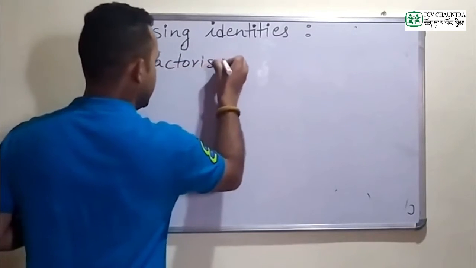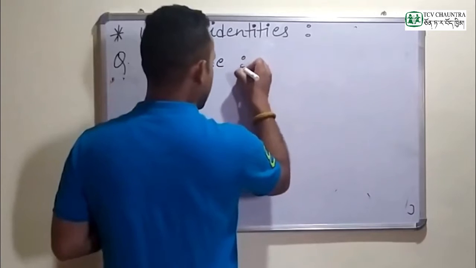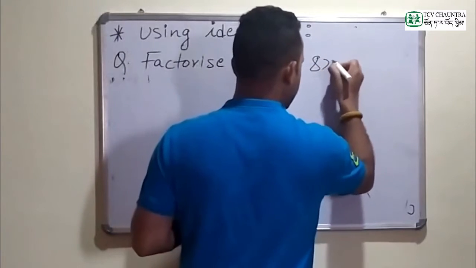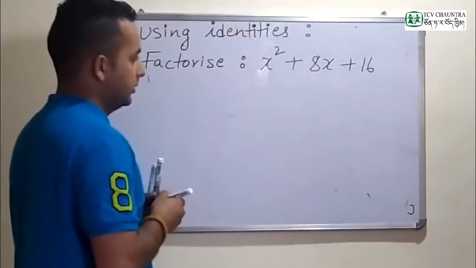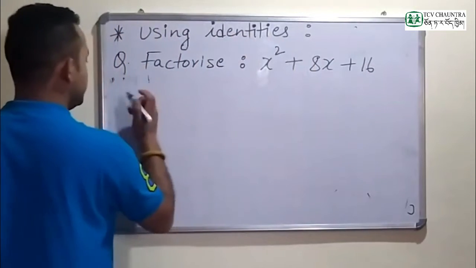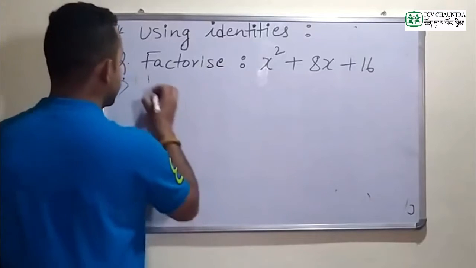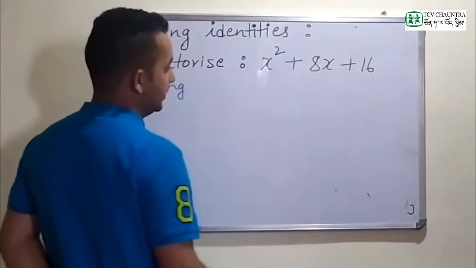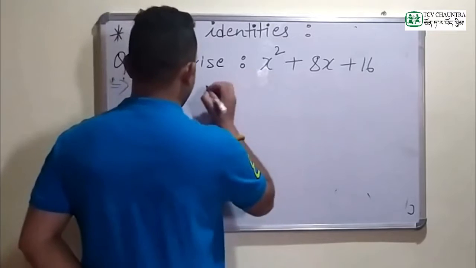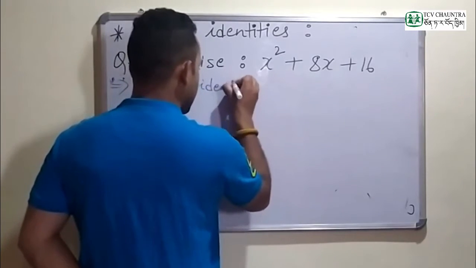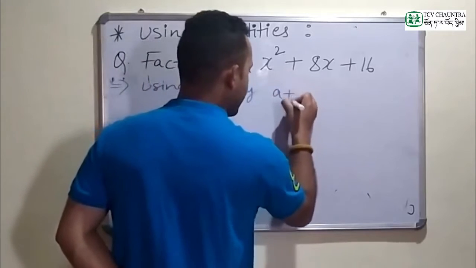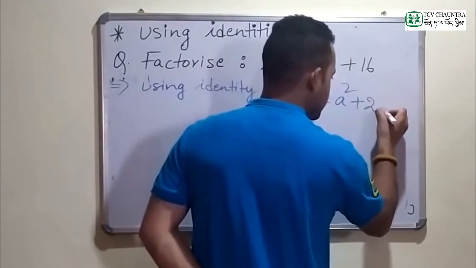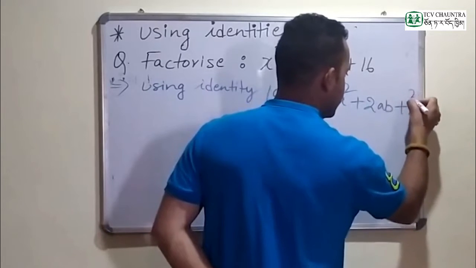Okay, class, so your first question is, you are going to factorize x square plus 8x plus 16. Okay, class, so this is your question and you are going to solve this by using identities. So this is x square plus 8x plus 16, so this is in the form of our first identity, that is (a plus b) whole square, which means a square plus 2ab plus b square.